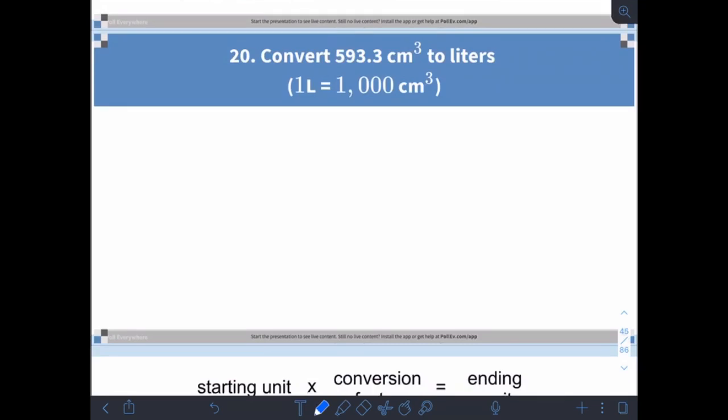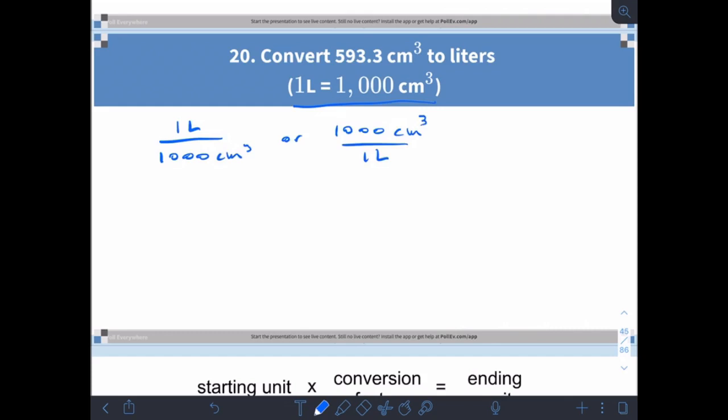All right, number 20. So cubic centimeters to liters. Right, so here's our relationship. I can write that as fractions. So 1 liter over 1,000 cubic centimeters, or 1,000 cubic centimeters over 1 liter. While you're getting used to this process, it helps to write these relationships out, both of them, so that it's easy to see which one you want to pick.